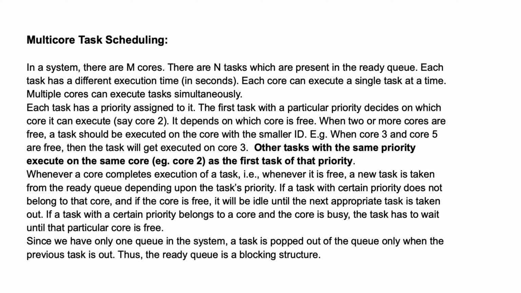Other than that, we are given the priority for each of the tasks. Multiple tasks can have the same priority. Now, if we have mapped the priority to some core already, all the future tasks with that priority should be executed on the same core. If we haven't mapped the priority to a core, then we can do that, and it should be mapped such that we are always choosing the free core with the lowest index.